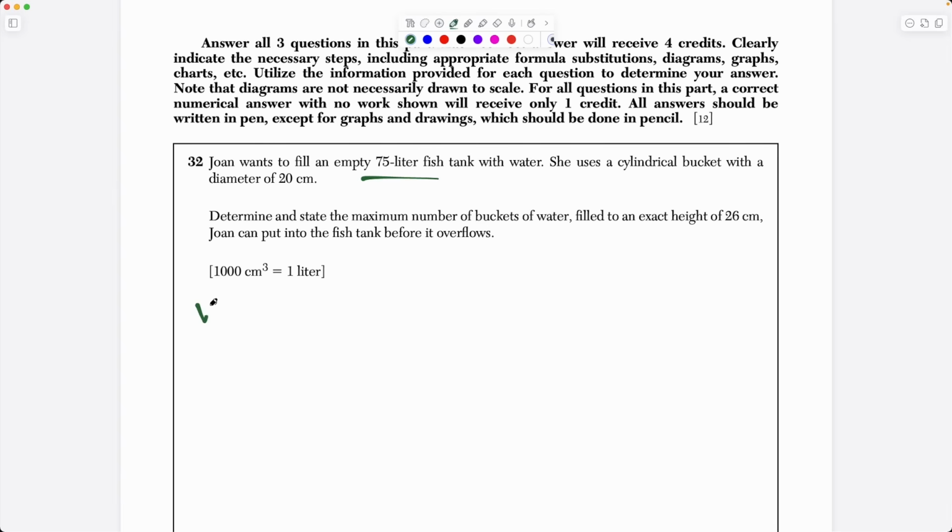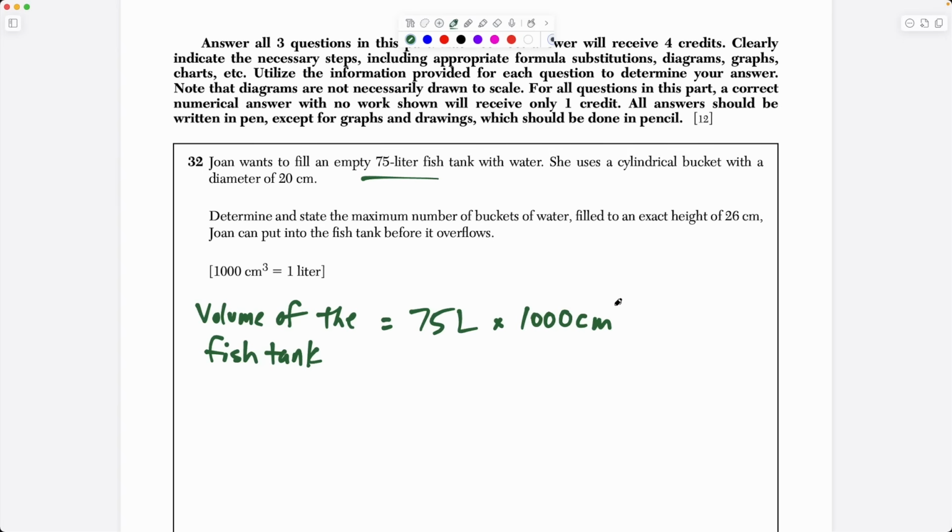So here I'm going to write over here the volume of the fish tank. This we could find by using this information here: the 1,000 cubic centimeters equals 1 liter. So the volume of the fish tank, I'm going to convert 75 liters into cubic centimeters. This is from Algebra 1. We call it multiplying by conversion factors. So I can multiply 75 liters by 1,000 cubic centimeters over 1 liter like this.